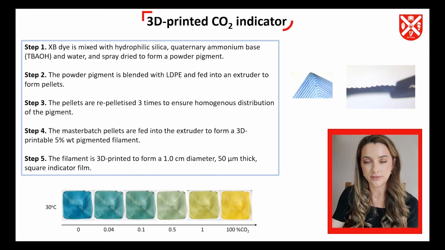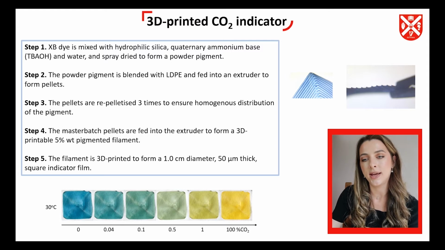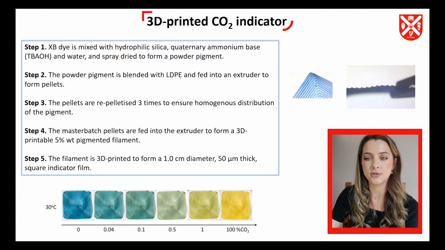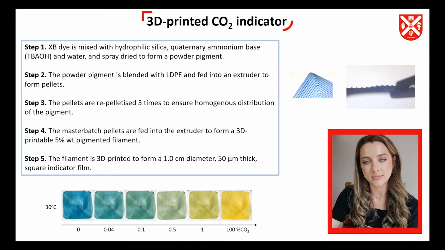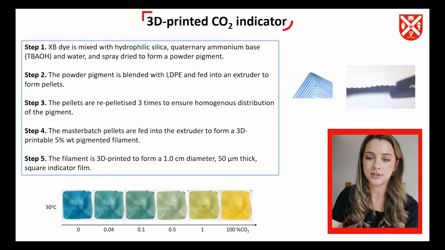So just to give you a brief overview of how we actually make the indicator. The dye is mixed with hydrophilic silica, a quaternary ammonium base and water, and this is then spray dried to form a powder pigment. This pigment is then blended with LDPE and fed into an extruder to form pellets. The pellets are repelletized 3 times just to ensure that the pigment is thoroughly mixed throughout. And then these master batch pellets are fed into the extruder to form a 3D printable 5% weight pigmented film.